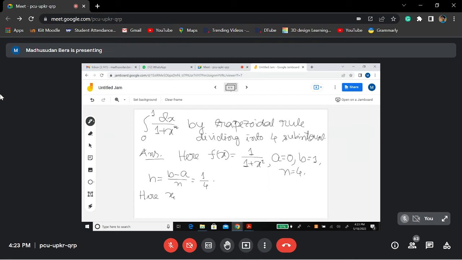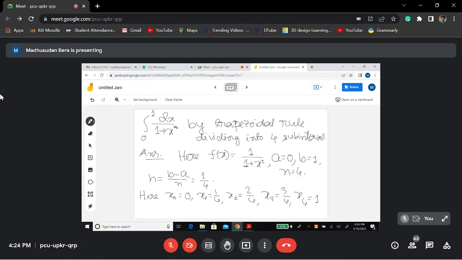Then what are the points? x0 equal to 0, x1 equal to 1 by 4, x2 equal to 2 by 4, x3 equal to 3 by 4, x4 equal to 1. These are called nodes. So we divide the interval by these points. Is that okay? Yes, sir.